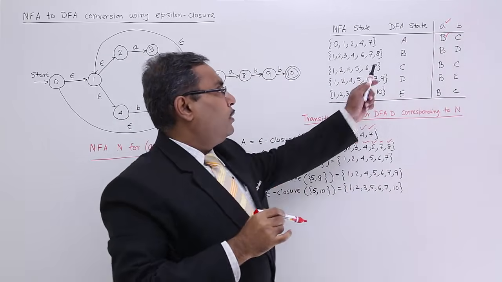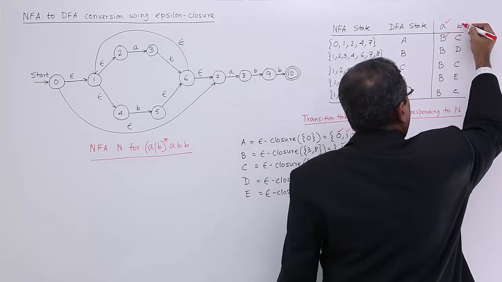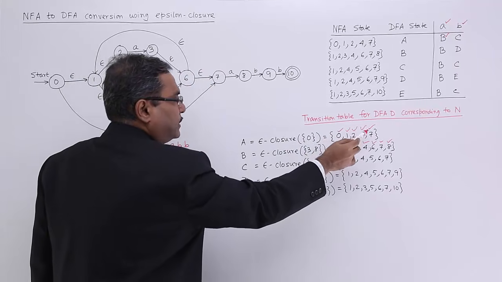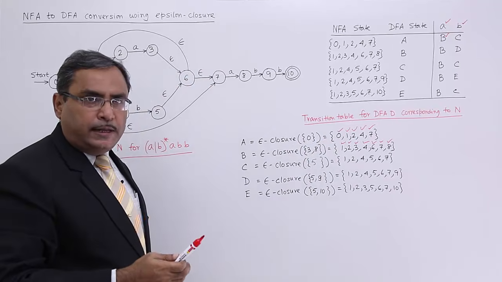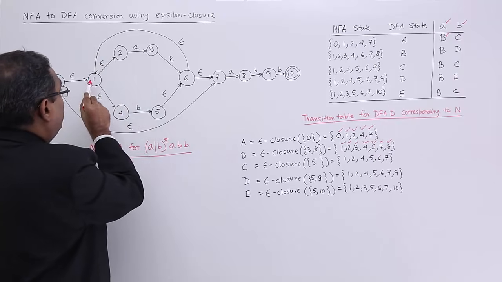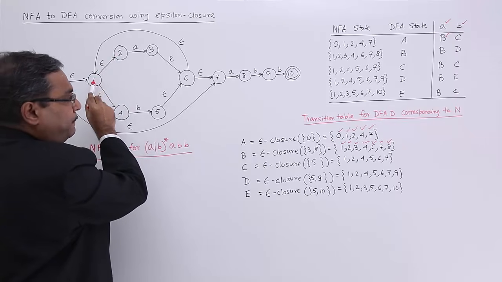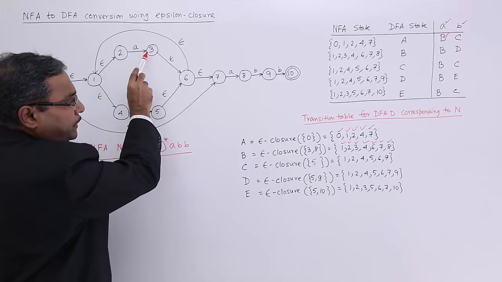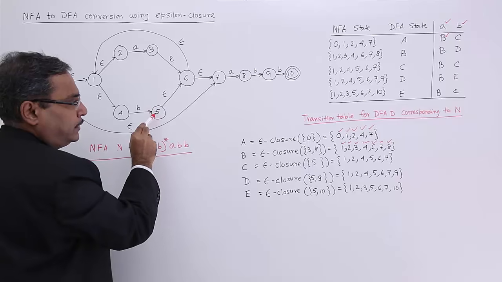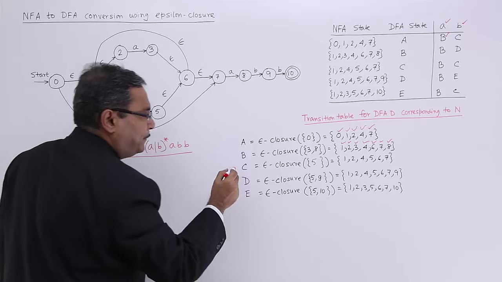Now, I shall go for A with the input small b. What are the states in A? 0, 1, 2, 4, 7. Let me check whether I can have any transition with the input symbol b or not. 0, no. 1, no b transition. 2, no b. 4, yes, that is one transition, 4 to 5, so 5 will be there. And 7, no b transition. So, I shall go for calculation of epsilon closure of 5.